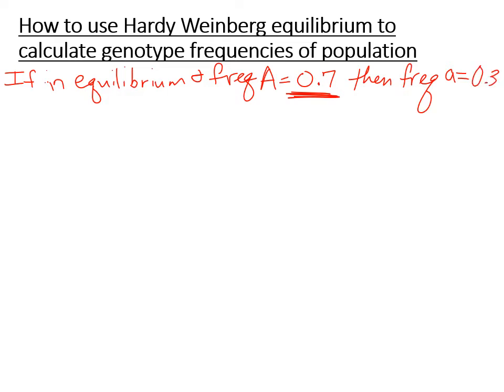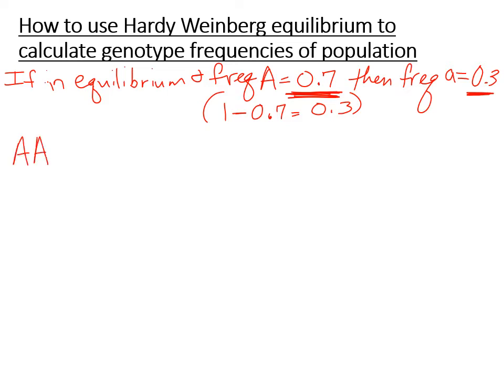0.3, right? Because the frequency of the dominant plus the frequency of the recessive have to equal 1. So if I give you the frequency of one allele, you can automatically figure out the other by simply doing 1 minus the frequency of the first allele. Okay, and that gave me 0.3. Then with that information, I could figure out the frequency of each of the genotypes, right?